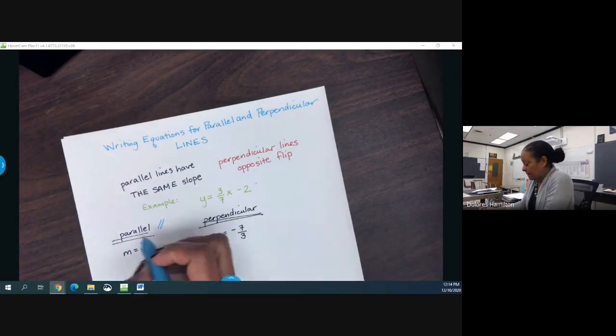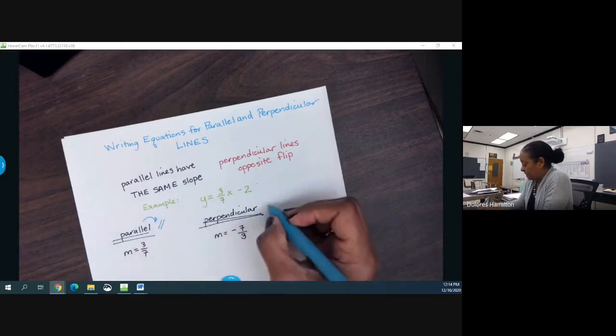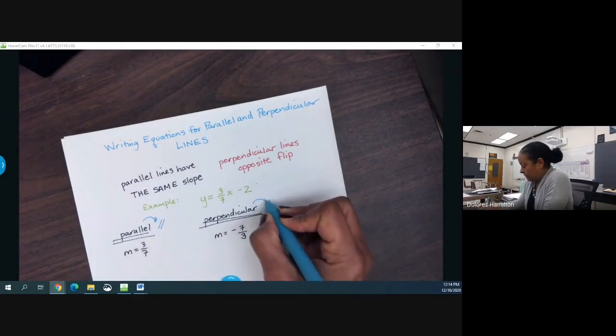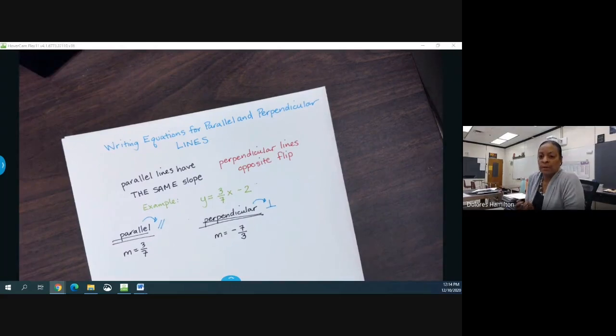Something that's useful for shorthand, and then when you take geometry, you'll see symbols. This means parallel. And the symbol that looks like an upside down capital T means perpendicular. So let's try and look at a couple of different problems to see what these questions will look like.